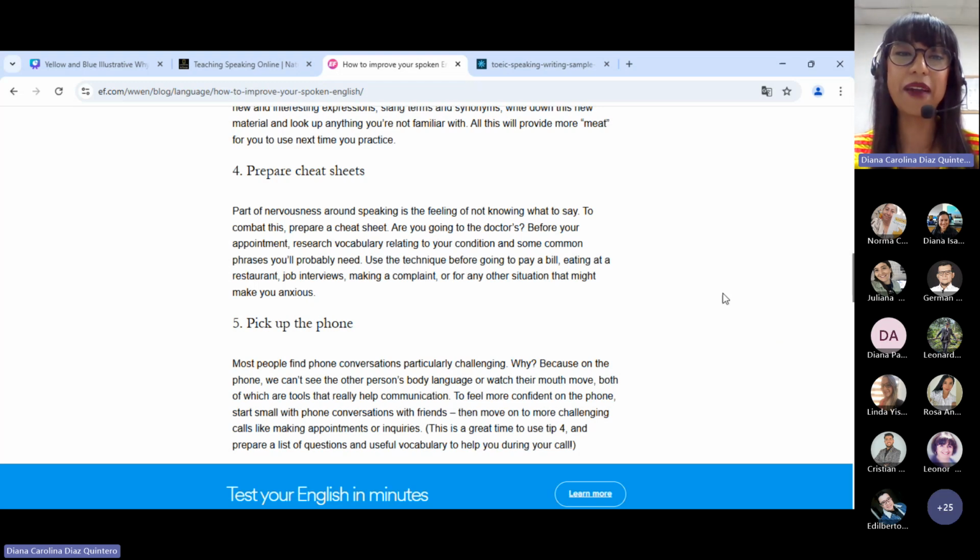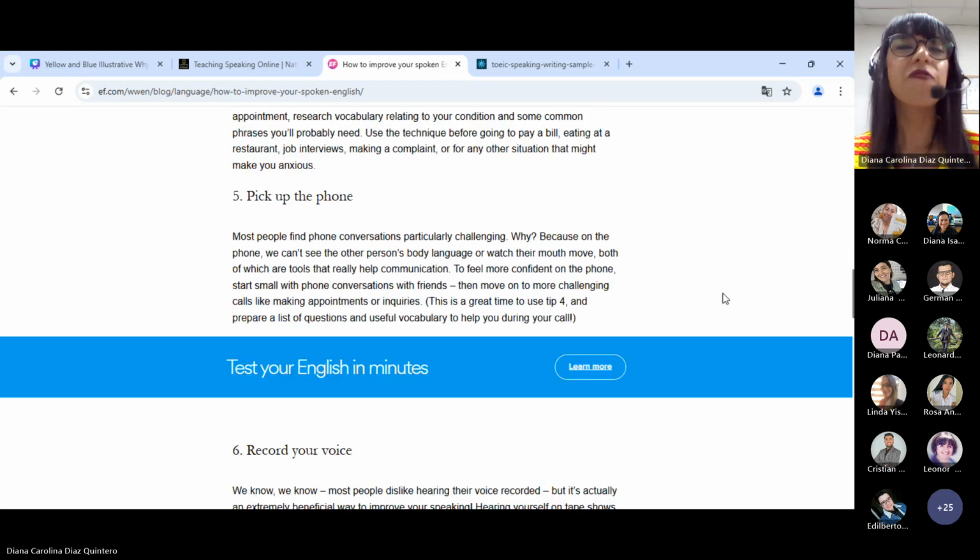Okay, pick up the phone. For example, in spaces like this, when we have the chance to talk on the phone, it's a wonderful space for practicing speaking. Through the phone, you connect speaking and listening, or not.